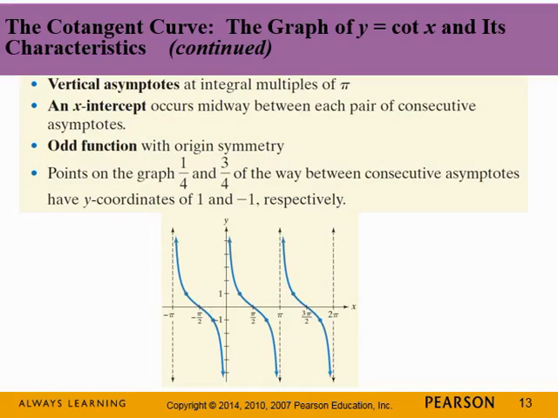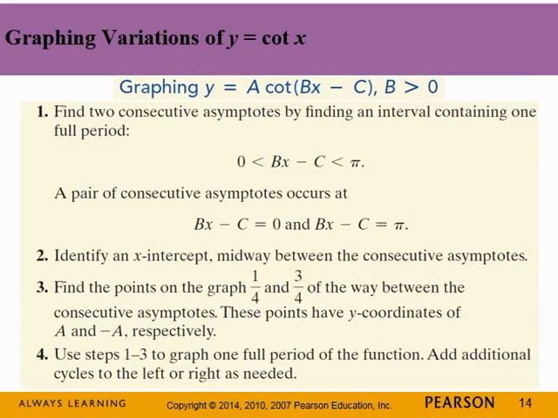So at your origin, it is symmetric. And points on the graph at quarter and 3/4 are between your asymptotes. So we're going to solve it almost the same way. The only difference is find 2 consecutive asymptotes by the interval, but you're going to have 0 and pi this time.